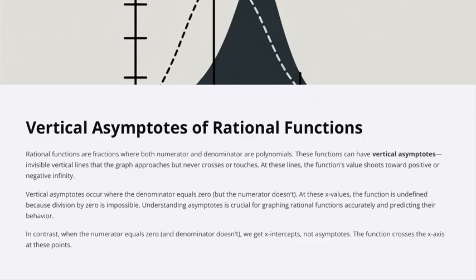It's also helpful to distinguish between asymptotes and x-intercepts. When the numerator equals 0, but the denominator doesn't, we get x-intercepts, points where the graph crosses the x-axis. So, while zeros of the numerator give us the x-intercepts, zeros of the denominator give us the vertical asymptotes. Understanding where these asymptotes are located is essential for graphing rational functions accurately and predicting their behavior, especially near those critical x values where the function tends toward infinity. This knowledge ties directly into the overall theme of analyzing and sketching rational functions with confidence.